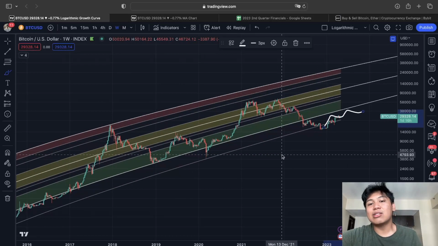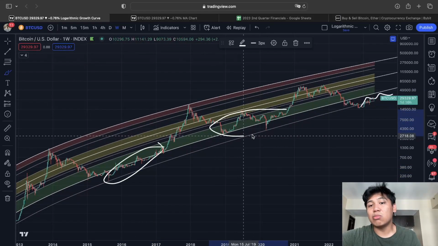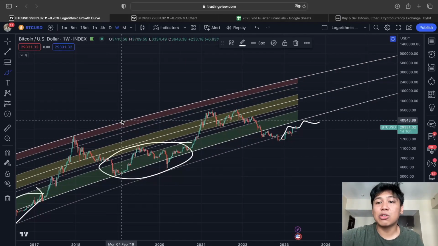So, yeah, right now in our market cycle, we are at that very long consolidation phase that we saw here with the Bitcoin price action. And yeah, right now, it is actually a very good time to invest for the long term.